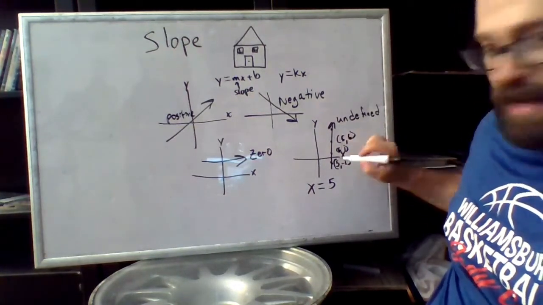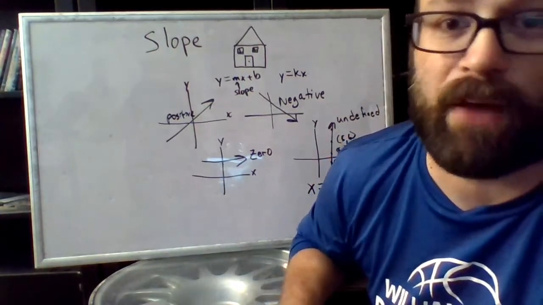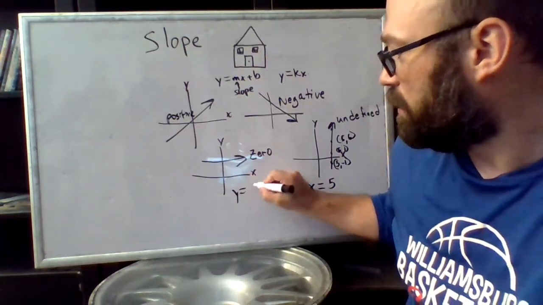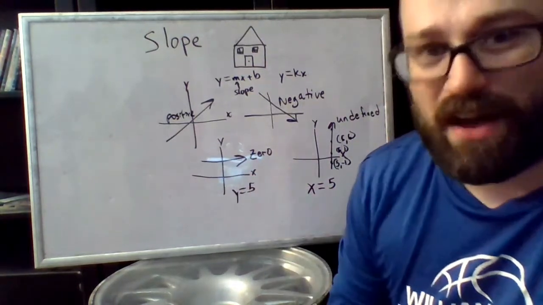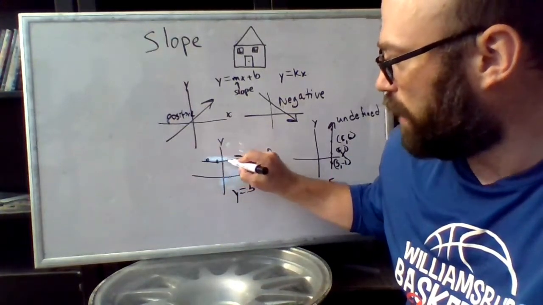Okay, the x coordinate is always 5, and it's x equals 5. So that would be that. For a zero slope, it's always like y equals 5. So the y value on the coordinate is always 5. So any point along here, the y value is always 5.